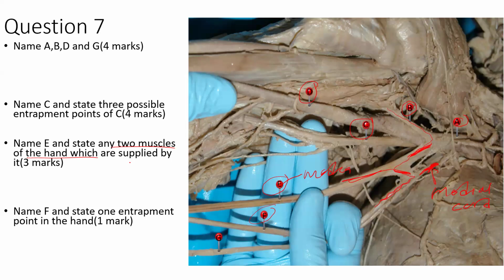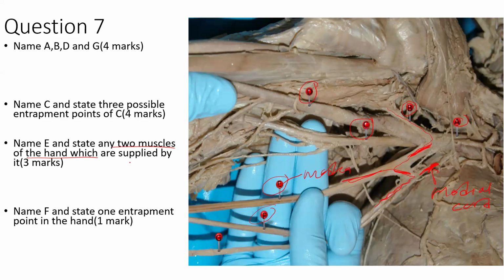Opponens pollicis, very good. The lateral two lumbricals, okay, the lateral two. Flexor pollicis brevis, wonderful, wonderful. Opponens pollicis, okay, wonderful. Abductor pollicis, very good.